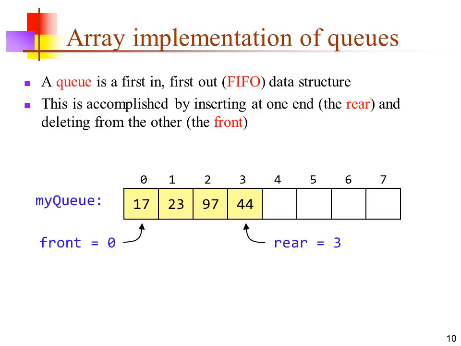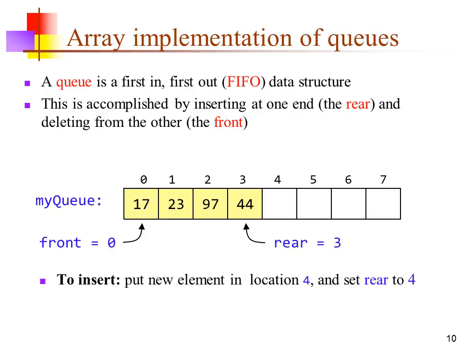Why? Because after deleting the first element 17, if you want to perform deletion again, the next element that is supposed to be deleted is 23. And when you perform a second deletion, the front will point to 2. Why? Because after deletion of 23, the next element supposed to be deleted is 97. So front keeps on incrementing when deletion takes place continuously. Now this is the insertion and deletion operation on the queue data structure using arrays.